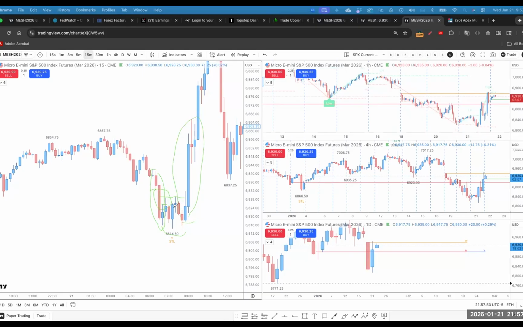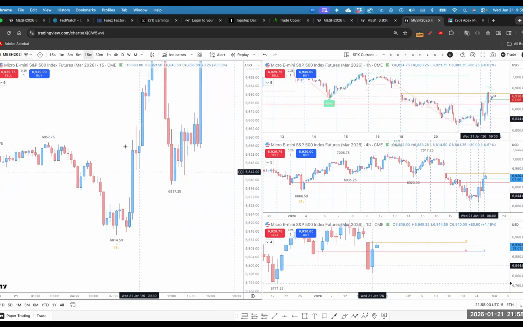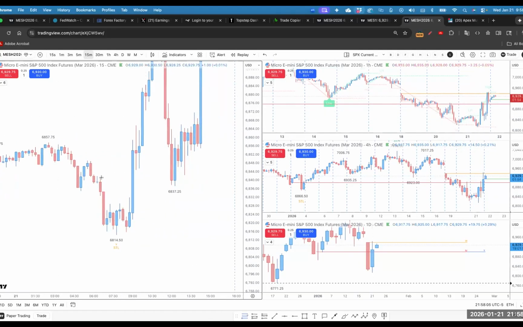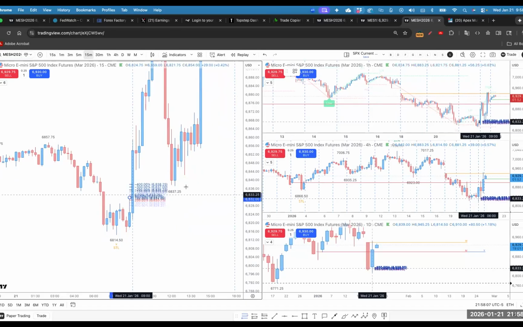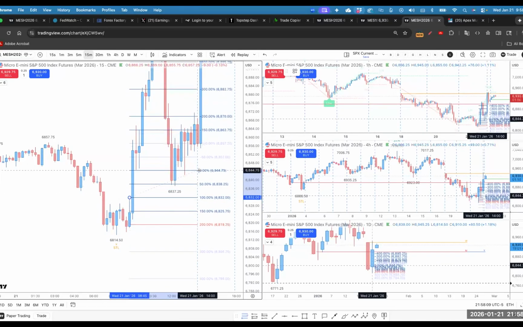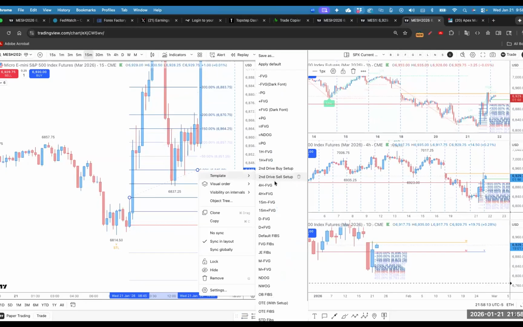So now the way you want to approach this is once you got your fair value gap, right? There are 3 levels in your fair value gap, right? And this little measuring tool is what you want to use to get that.